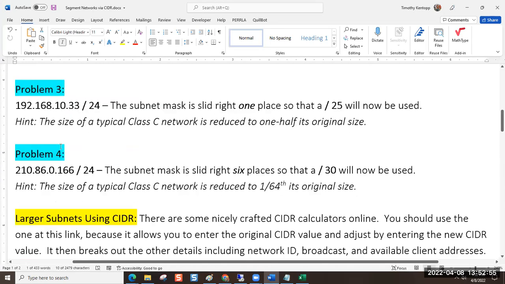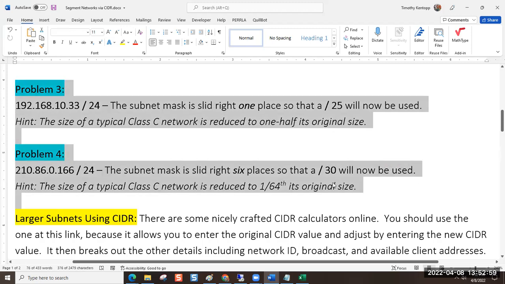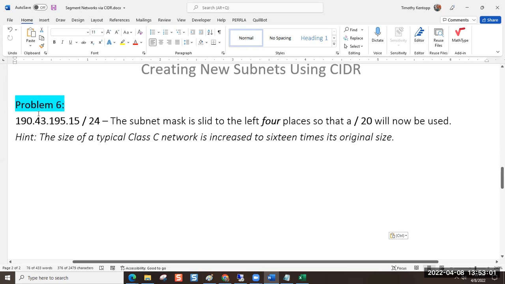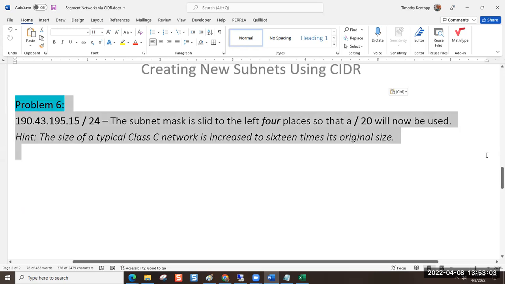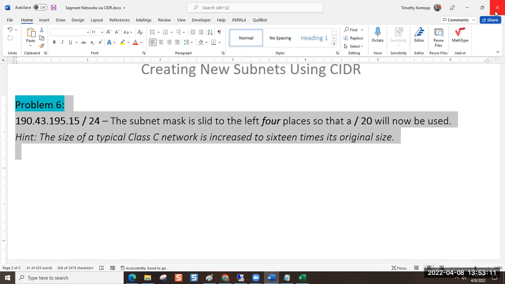I need you to complete problems 3 and 4 on your own. And I want you to complete problem 6 on your own. Just finish what we've demonstrated here in class, okay? Any questions about the 3.2 assignment? I've done problems 3, 4, and 6 already.